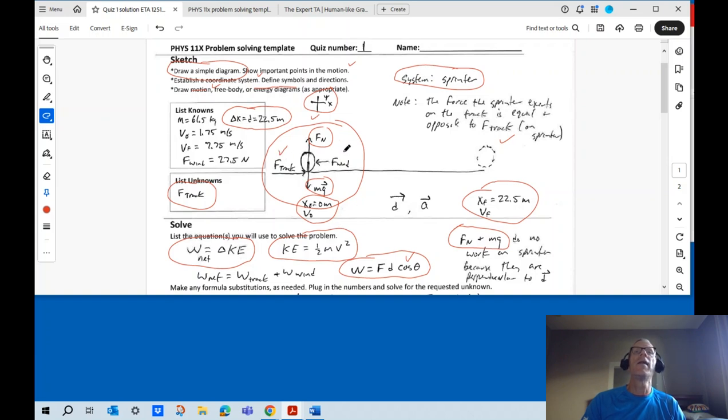So the track and the wind are doing work on the sprinter. The track is doing positive work on the sprinter because it's in the same direction as the motion. The wind is doing negative work. That's just a little preview.